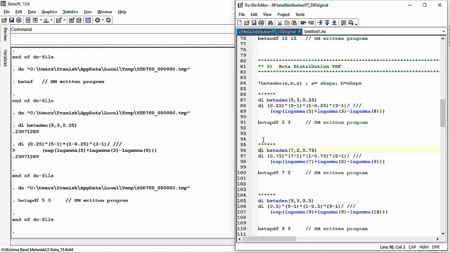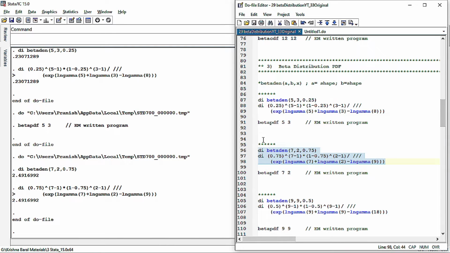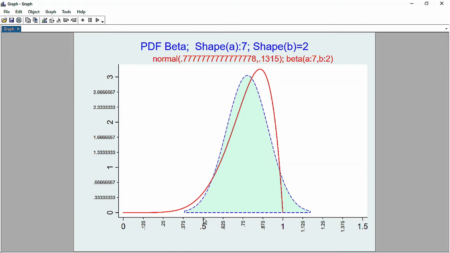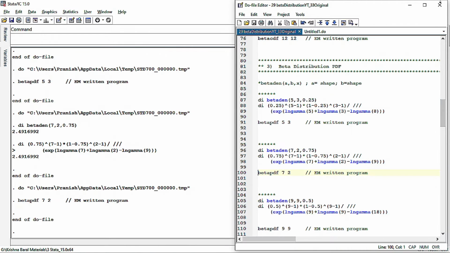Now let us see another example where our parameter A is 7 and B is 2. So for the value of x as 0.75, both of the formulas should yield the same result, and it is 2.49. So the density at x being 0.75 is 2.49, over here. Now let us see another example.